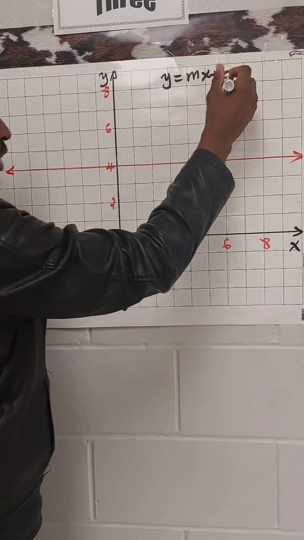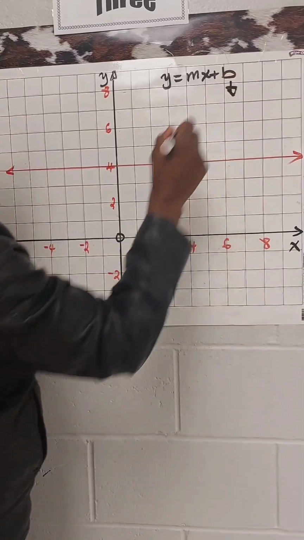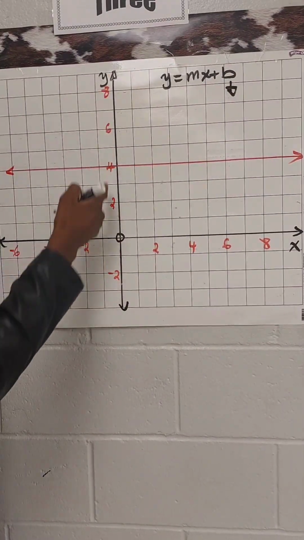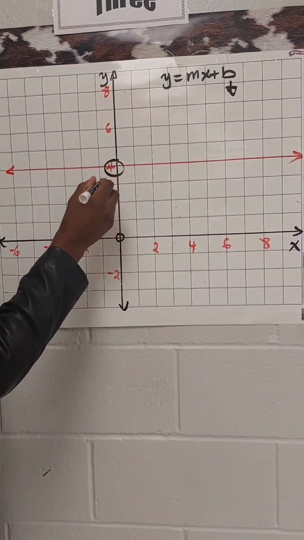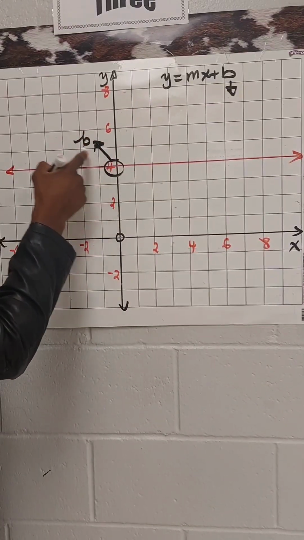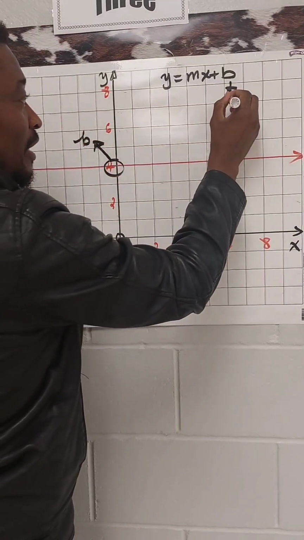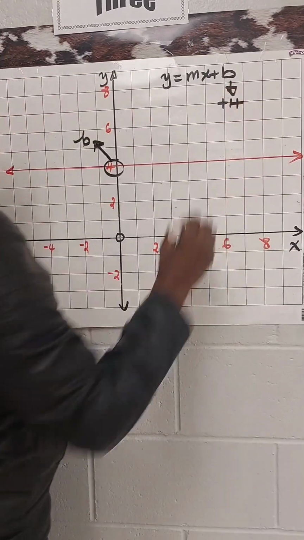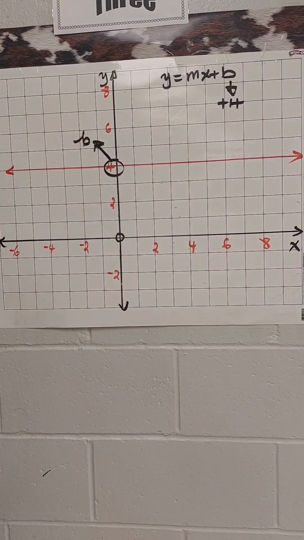The y-intercept is where the line crosses on the y-axis. So this is the y-axis and the line is crossing the y-axis right here. So this is our b. Our b is 4. So we know b is positive 4. Okay, we know b.